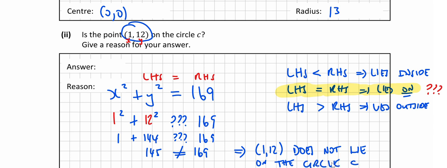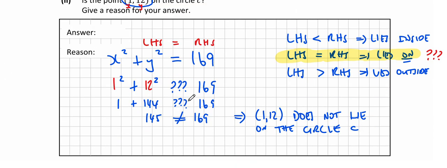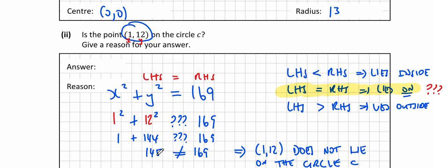On the circle C. So I hope that makes sense in that one there. There's one where we've checked and it's proven to be not on the circle. If it was left vague, 145 is less than 169, so it would lie inside the circle if you were asked to prove that or show it.